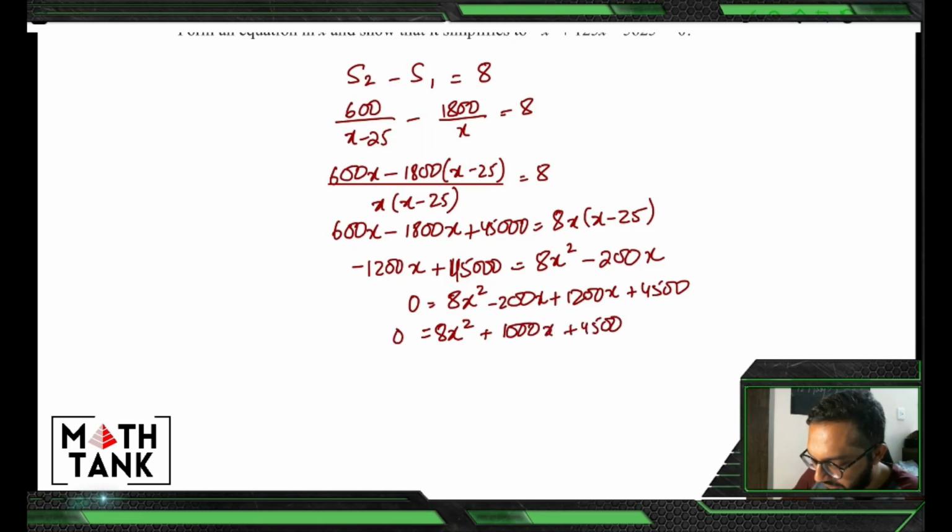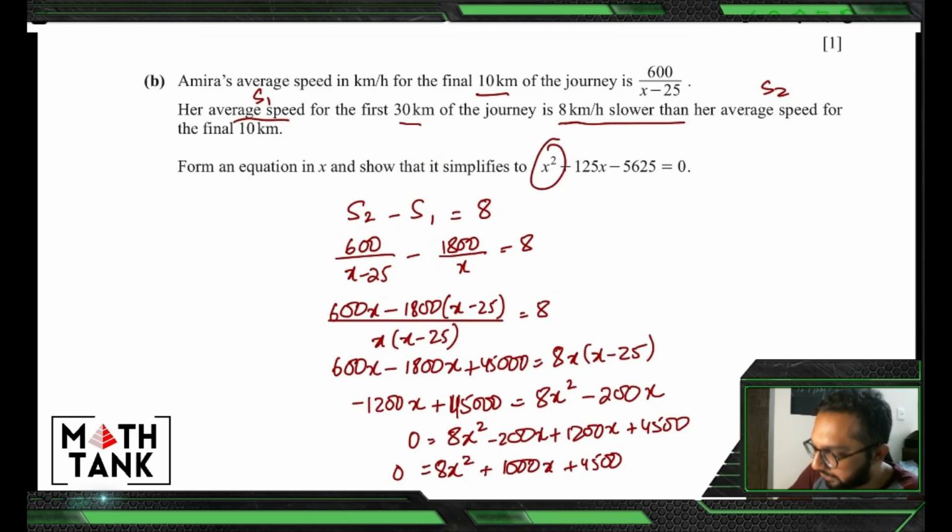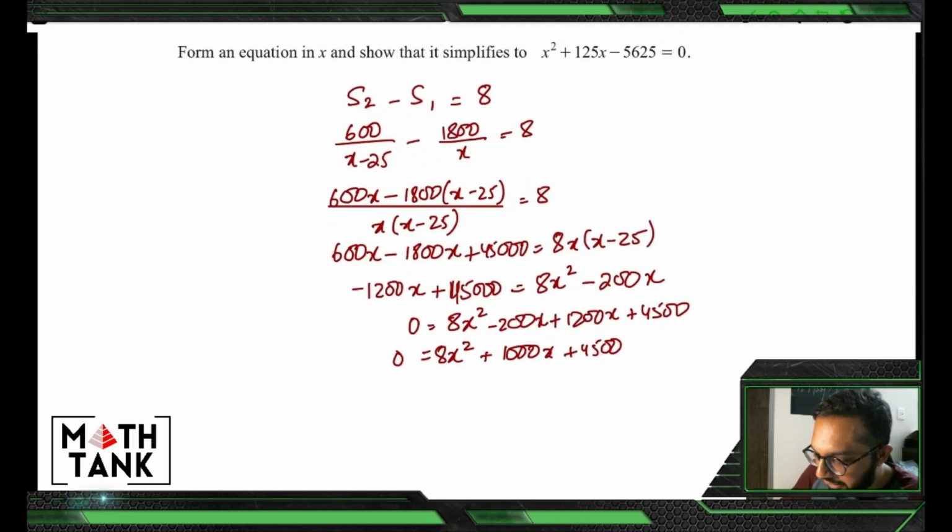Now what I see from my equation is that there is just x squared, which means that maybe this entire equation divides by 8. So I'm going to divide all terms by 8, or you can factor out an 8 and take it to the other side and solve it. So it's 1000 divided by 8. That's 125. So x squared plus 125x.